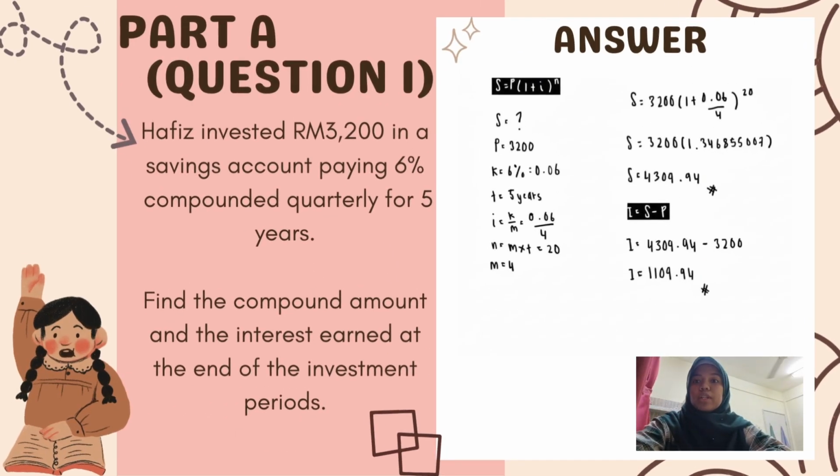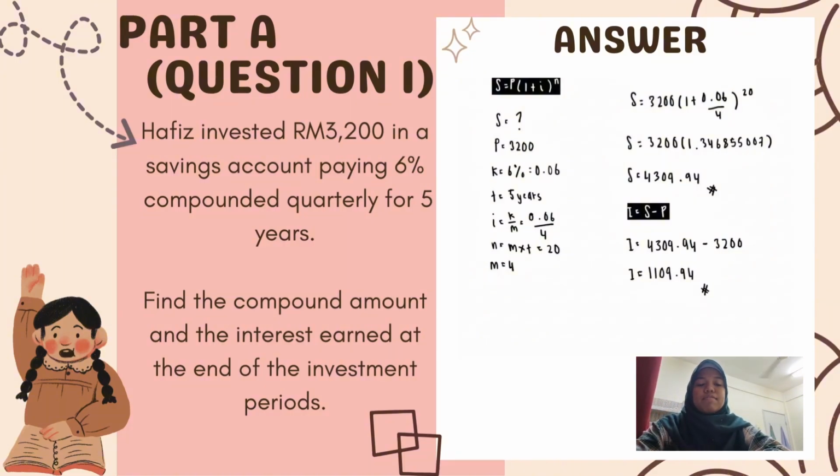Now, we're looking at question 1, part A of the MAT112 assignment. The question asks, Hafiz invests RM 3,200 in a saving account paying 6% compounded quarterly for 5 years. Find the compound amount and the interest earned at the end of the investment period. The first step in solving any compound interest problem is to identify our variables using the compound amount formula.